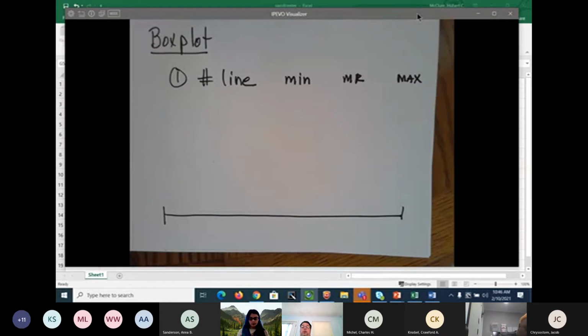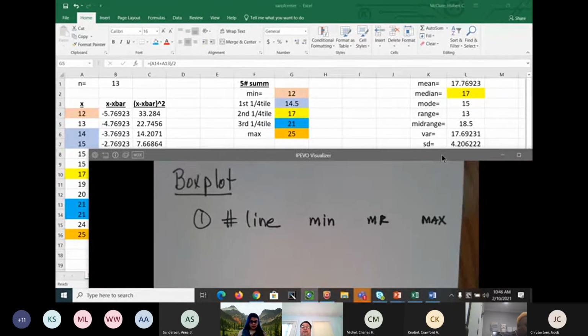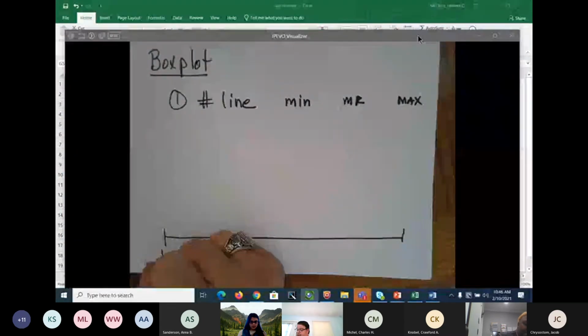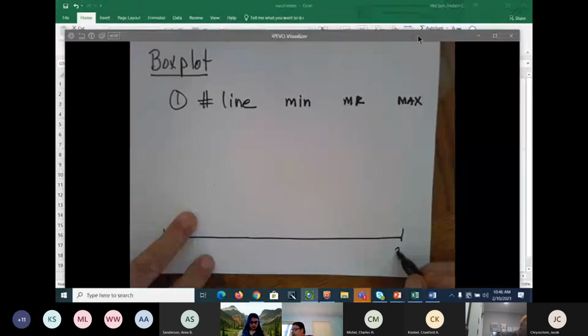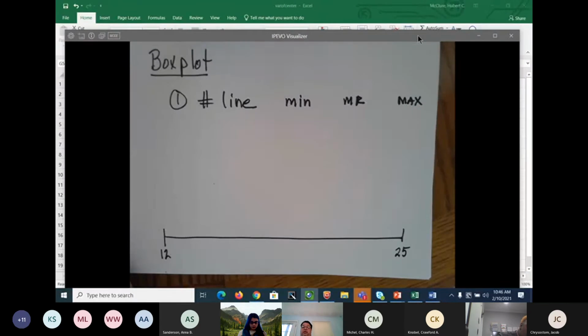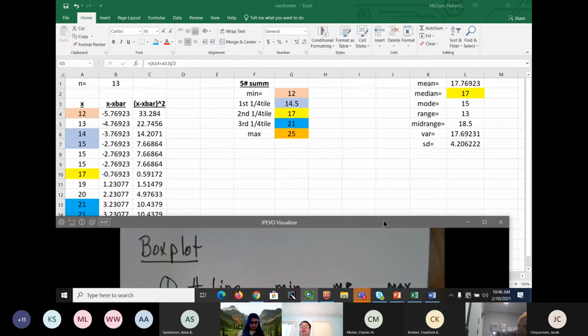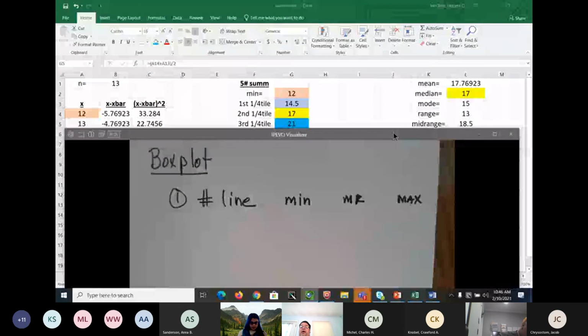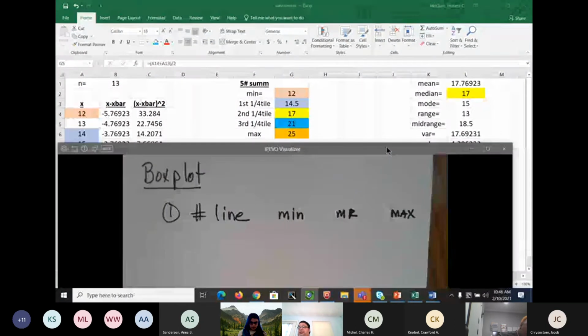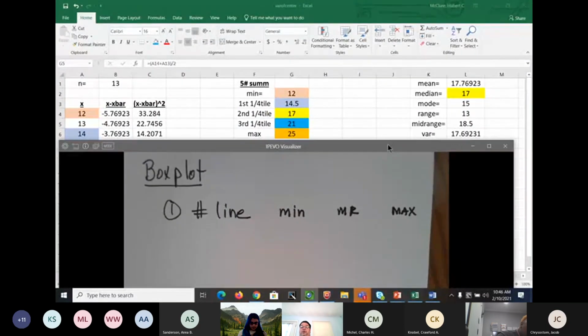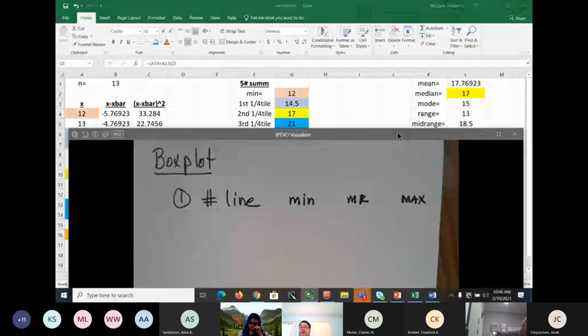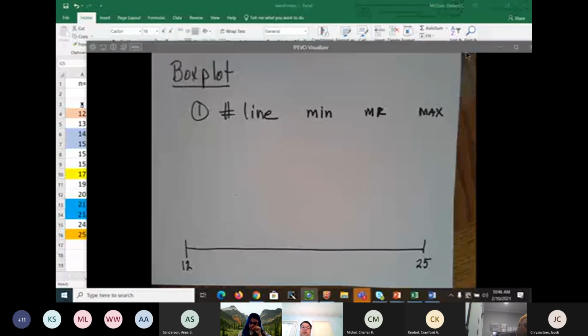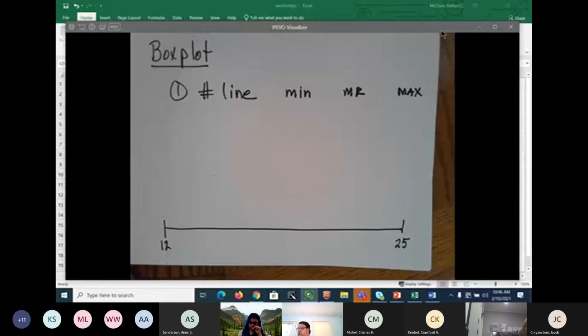So the min is 12 and the max is 25. The mid-range is 18.5. Now you can put 19 if you want to, or if you're a detailed person, OCD, then put 18.5. Okay? I'm going to put 19 because I don't want to have to go through all those decimals.